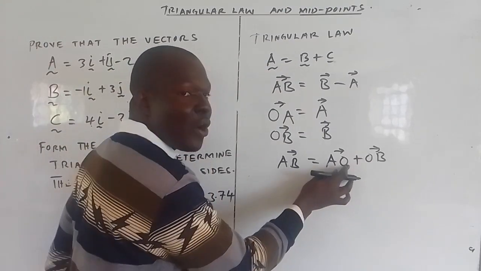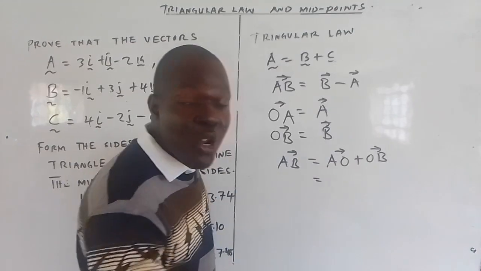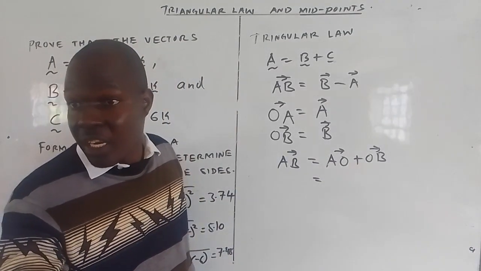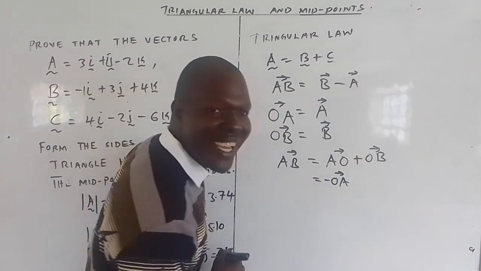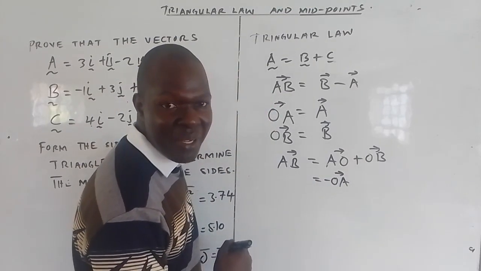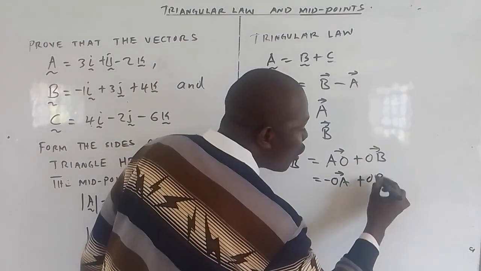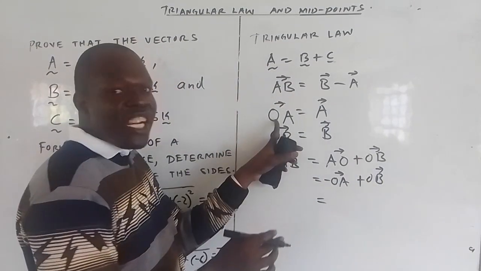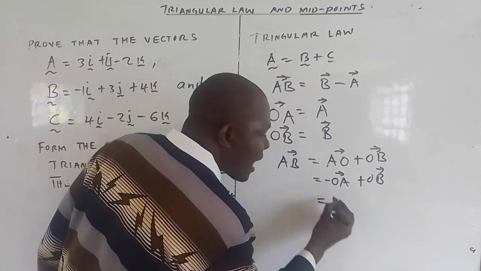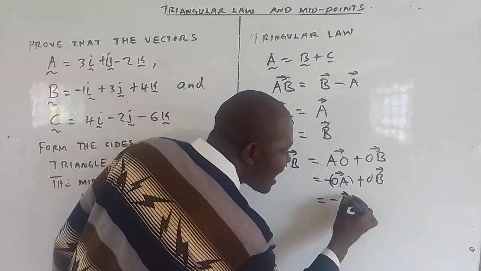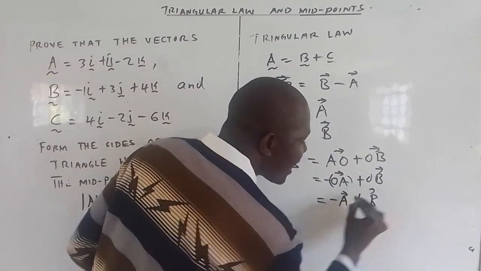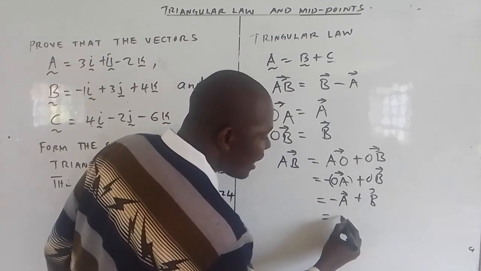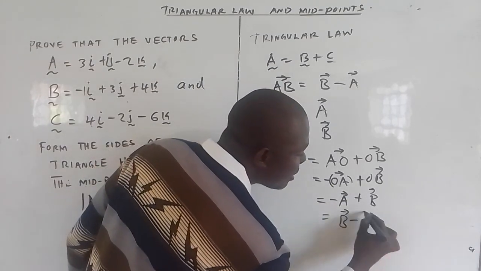So if you have AO and you change the direction of the vector, it becomes negative, isn't it? So AO is the same as negative OA, plus OB. But all vectors are relative, meaning OA is just vector A, so it is negative A. Then plus OB is just vector B, so it is negative A plus B. If you rearrange, you can see it is B minus A.